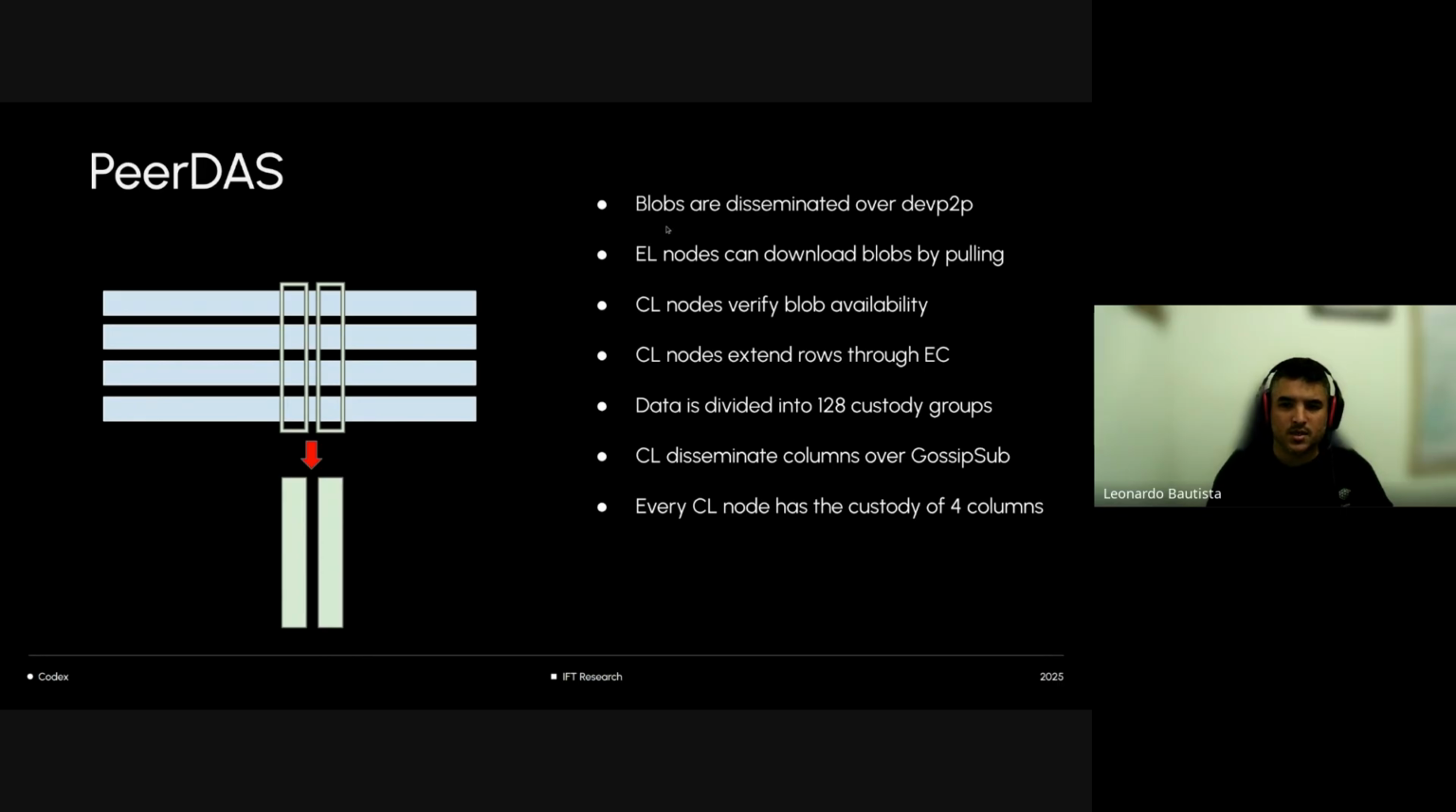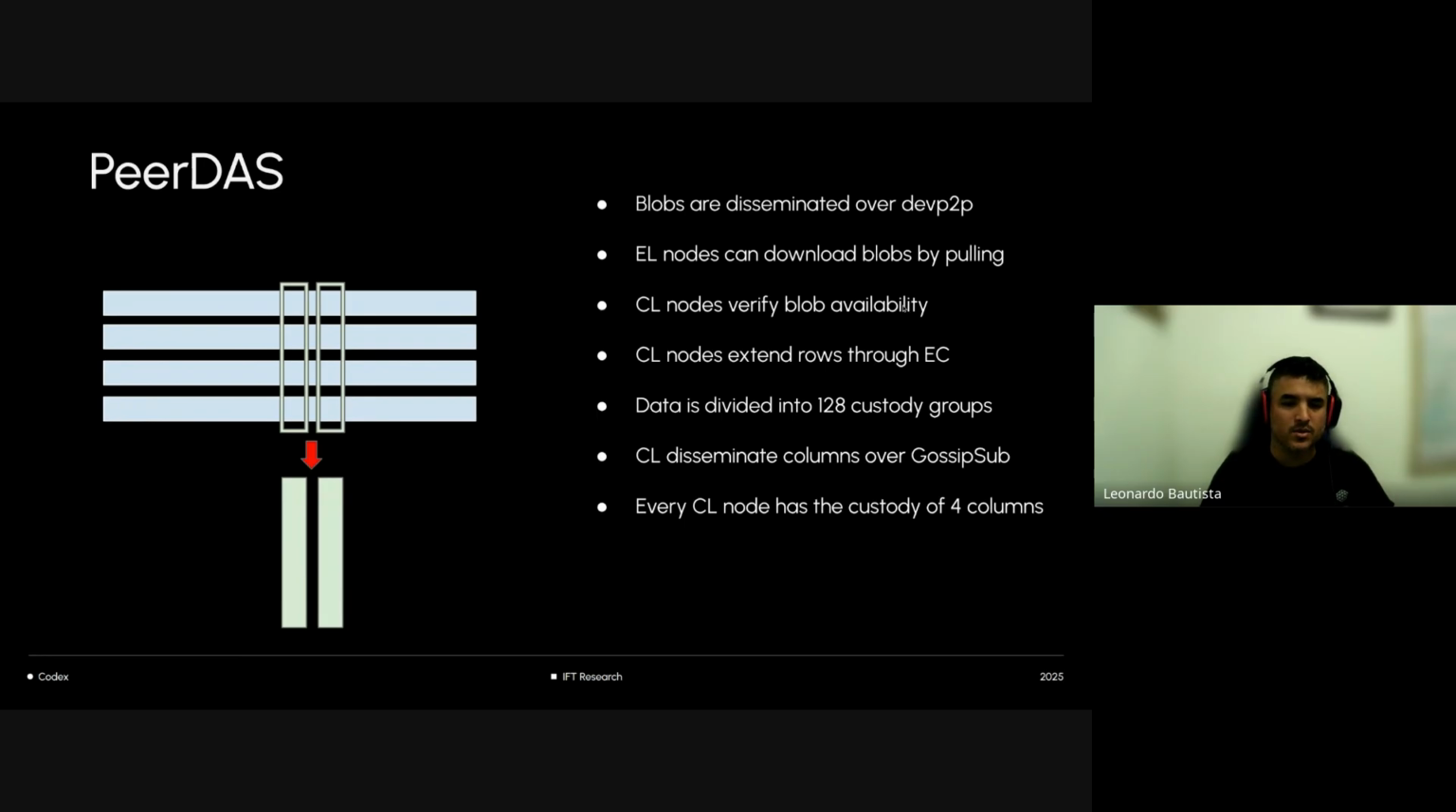So what is proposed today is that first, blobs are disseminated over the peer-to-peer network on the execution layer. So the execution layer nodes can download the blobs by pulling. They say, okay, I want to download this blob. I don't have this one, so please send it to me. And they have their own blob mempool with the blobs in there. Now the CL nodes verify the blob availability, and then they can extend those rows through erasure coding. So you take the row, you extend this as a polynomial, and then through Reed-Solomon encoding, you now have double the amount of data.